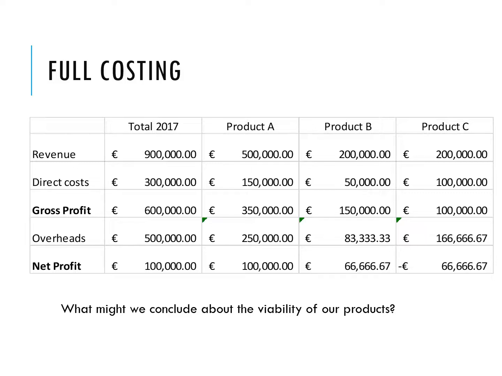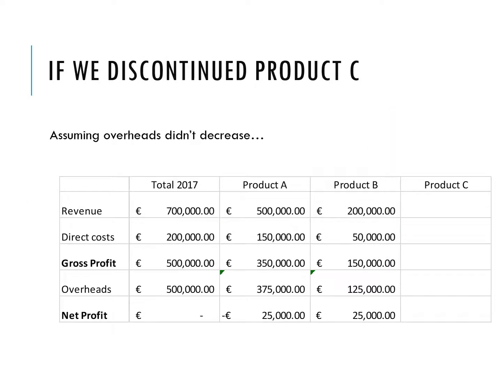Now, what might I conclude here about product C is that actually product C at a net profit level is making me a loss. So I might reach the conclusion that I should discontinue product C, stop product C. Now the impact of that is going to have an impact on my revenue, my direct costs. My overheads aren't going to change because they don't change with how many units I produce. So let's have a look at the impact of discontinuing product C.